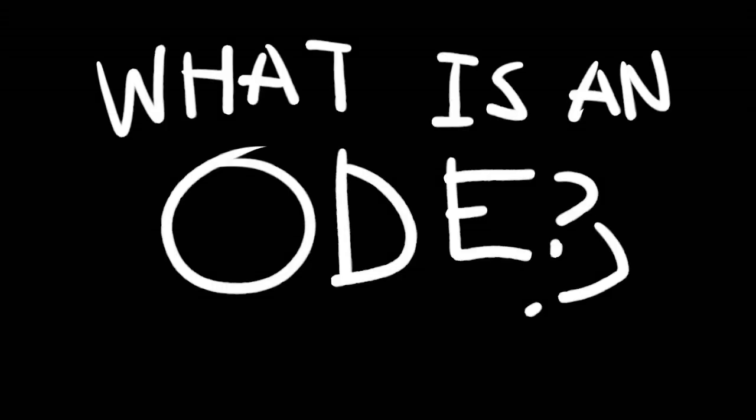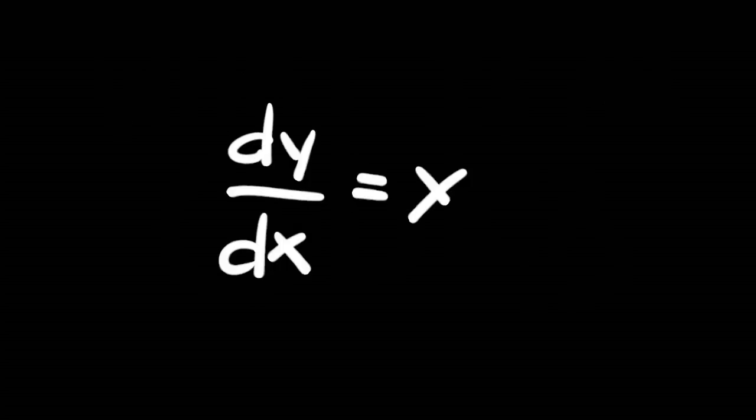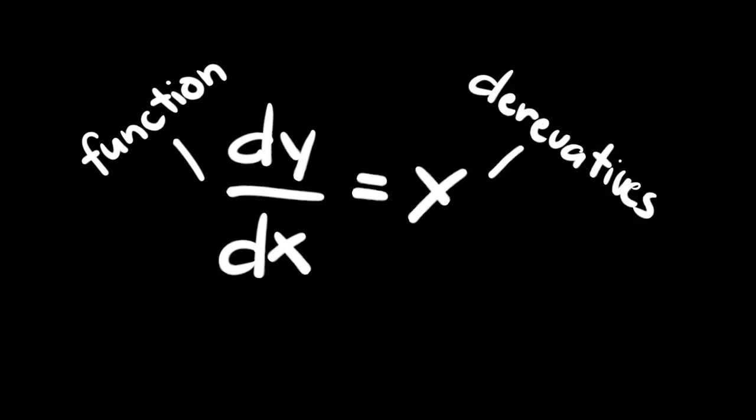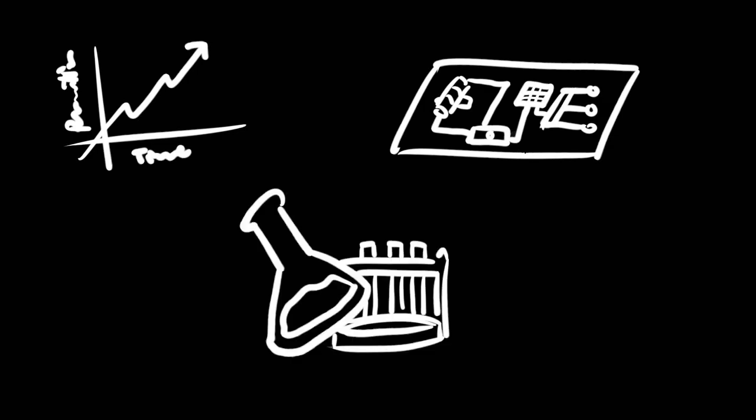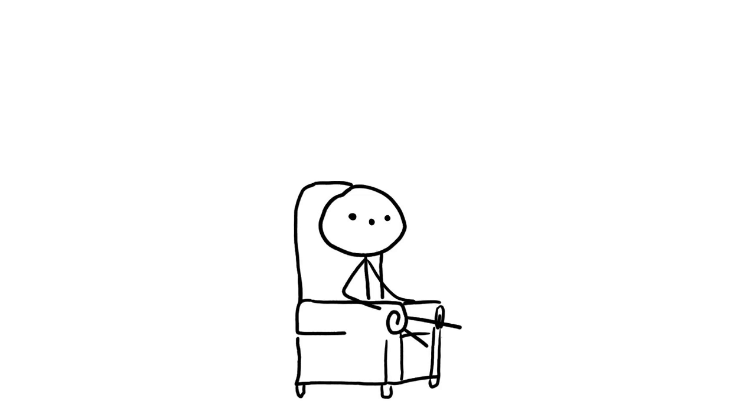Firstly, what is an ordinary differential equation? Well, it's an equation that involves a function and its derivatives. We often encounter them in various scientific and engineering applications like modeling population growth, electrical circuits, or chemical reactions. Now, Euler's method is a numerical technique that allows us to approximate the solution of an ODE, especially when we can't find a closed-form solution. It's a step-by-step approach that's both intuitive and relatively simple to implement.